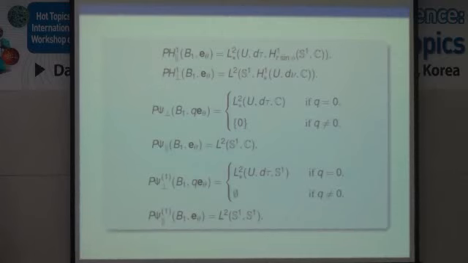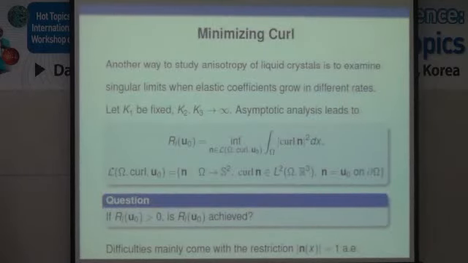I want to take 1 minute to talk about another question. We just mentioned that you check the parameters C parallel, C perpendicular to study the anisotropic behavior. But you can also study the anisotropic behavior by letting K1, K2, K3 be very different. For example, you let K2, K1 go to infinity, and then you are led to this problem. You minimize Q of n in some space.